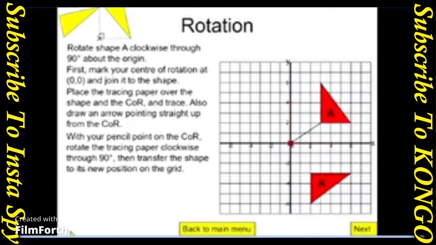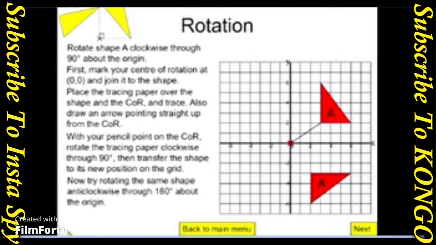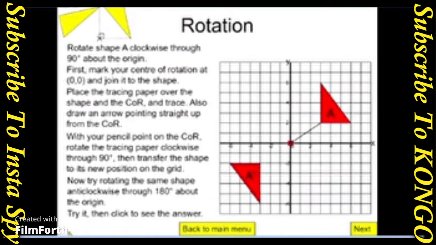Clockwise rotation of 180 degrees. Okay, let's move on to the other one. 180 degrees, it would fall on the other side. So if you had gone clockwise or anti-clockwise, it would have fallen in the same place.